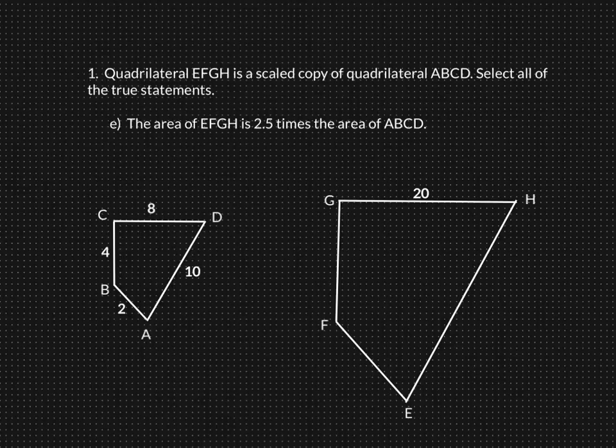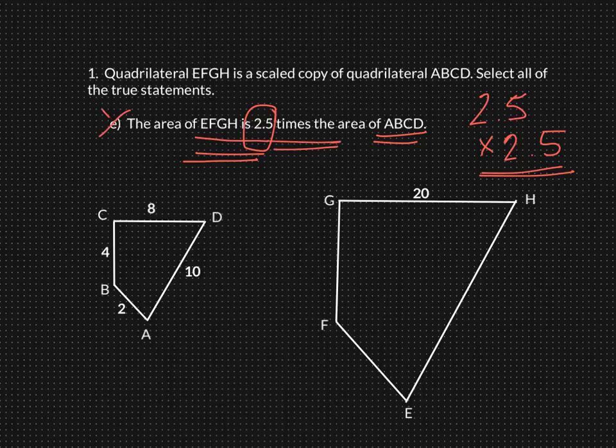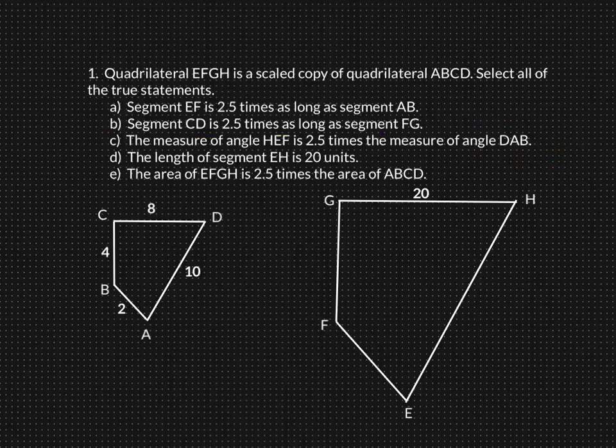We're looking at the area of EFGH to see if it's 2.5 times the area of ABCD. We've learned that when we scale up, the area is 2.5 times 2.5, because that's the scale factor. So it can't just be 2.5 times. So this one also does not work. So our answer tells us that even though they tried to trick us and tell us that we were looking for all of the true statements, only A is in fact true.